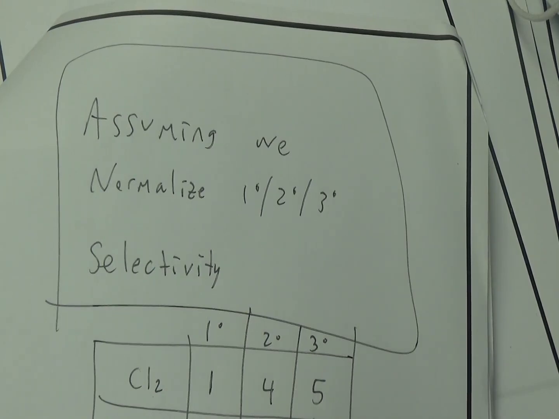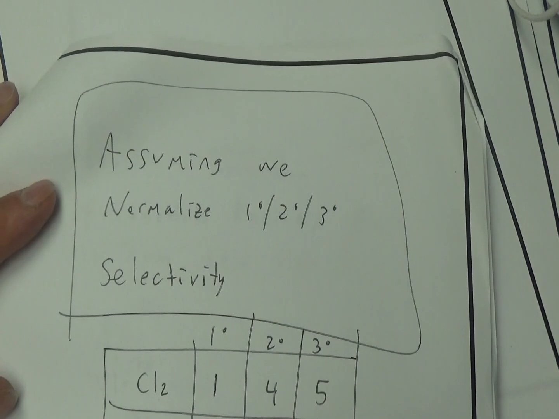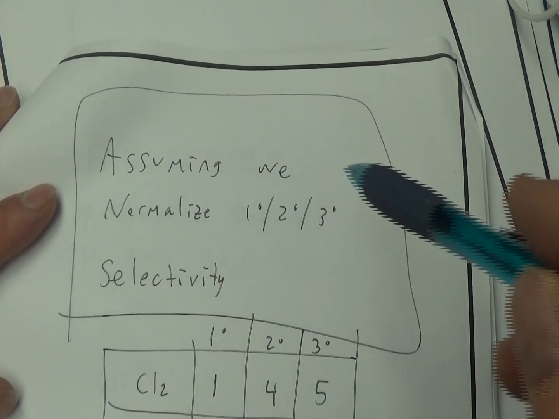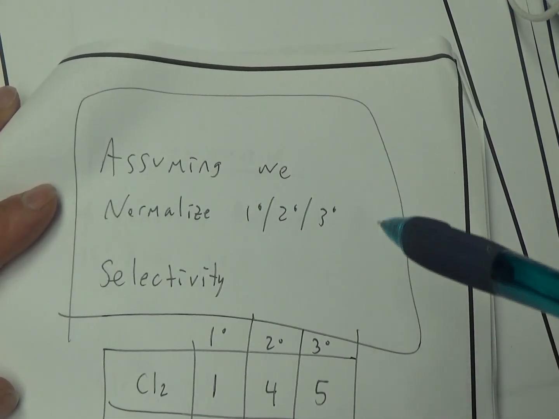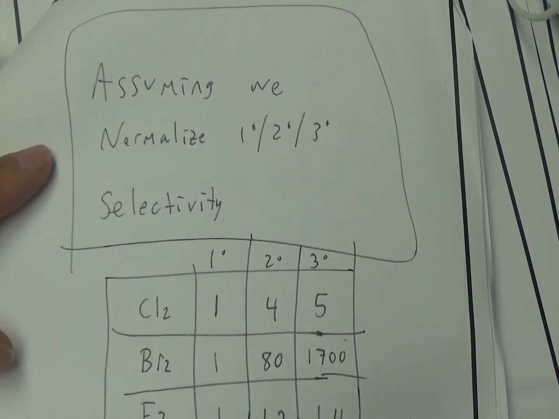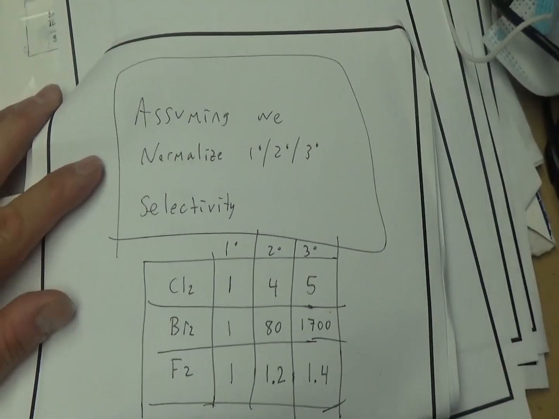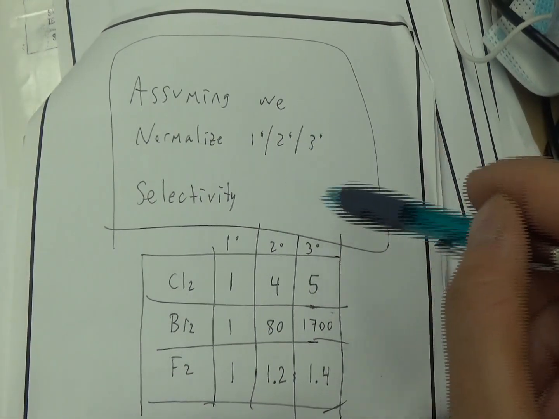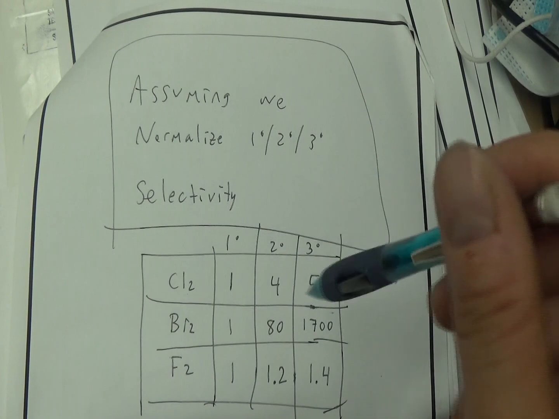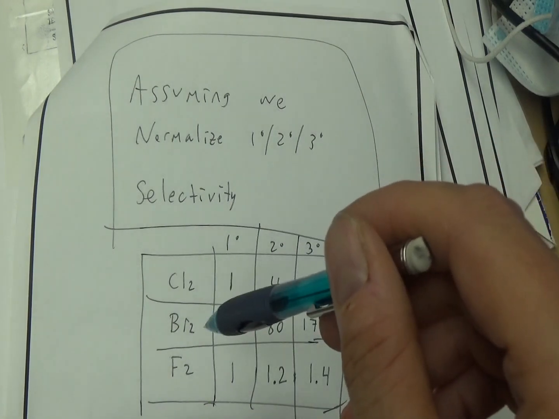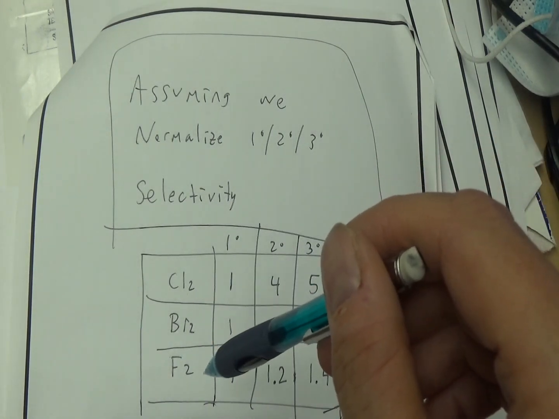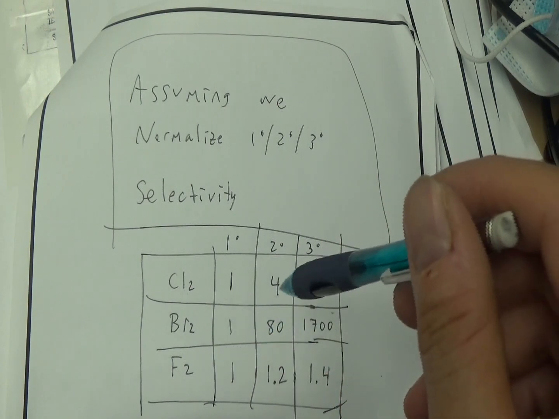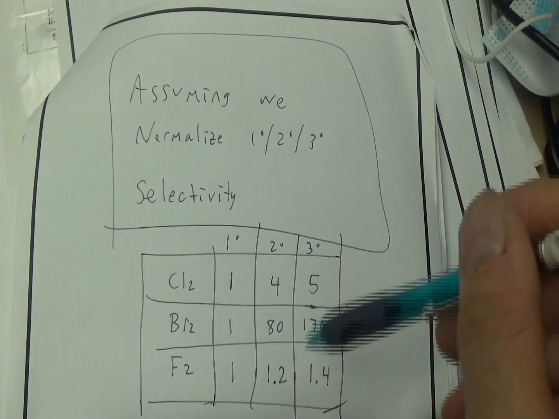Hey everybody. Alright, we're continuing Chapter 3. We'll be finishing it up today. We have a little bit more to talk about in Chapter 3. So the first thing, where did we leave off? We left off at the end of the last lecture, where we figured out the selectivity of chlorination versus bromination versus fluorination for primary versus secondary versus tertiary.